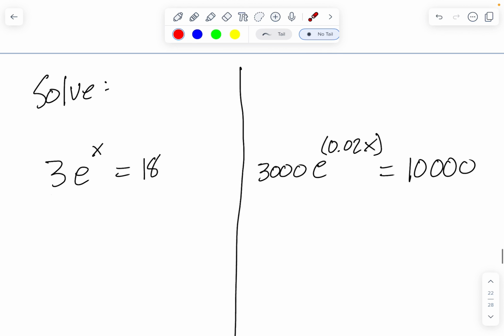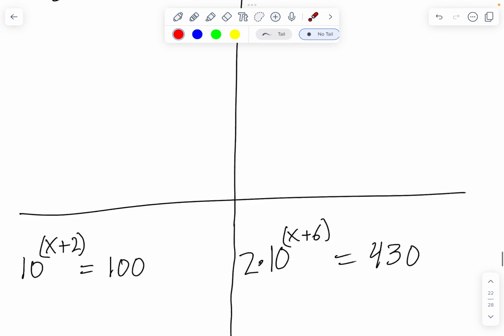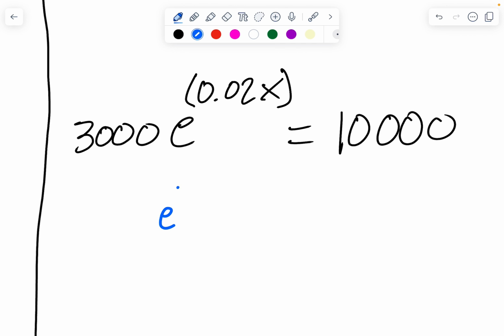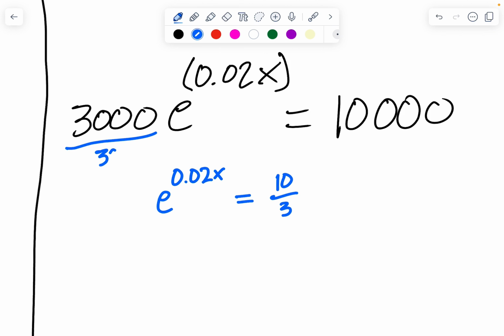So let's do a little more complicated one with e. We can do this one here. 3,000 times e to the power of 0.02x is equal to 10,000. I'm going to start by dividing by 3,000. So e to the 0.02x power would be equal to 10 over 3. This is me dividing by 3,000 on both sides. I just simplified my fraction.